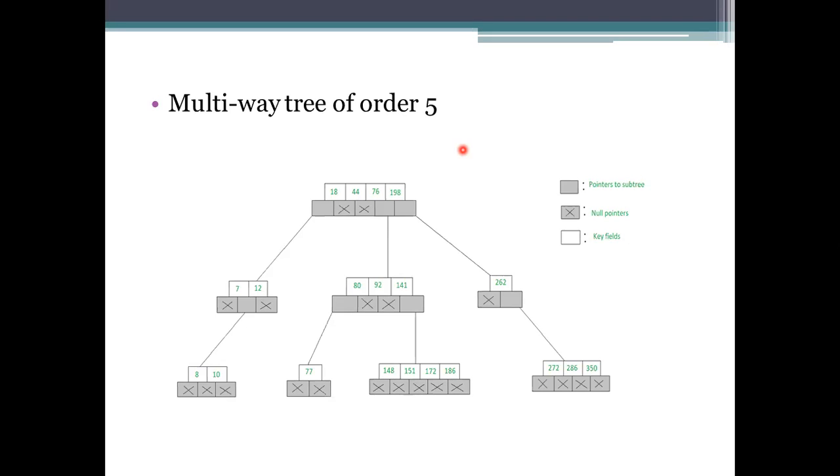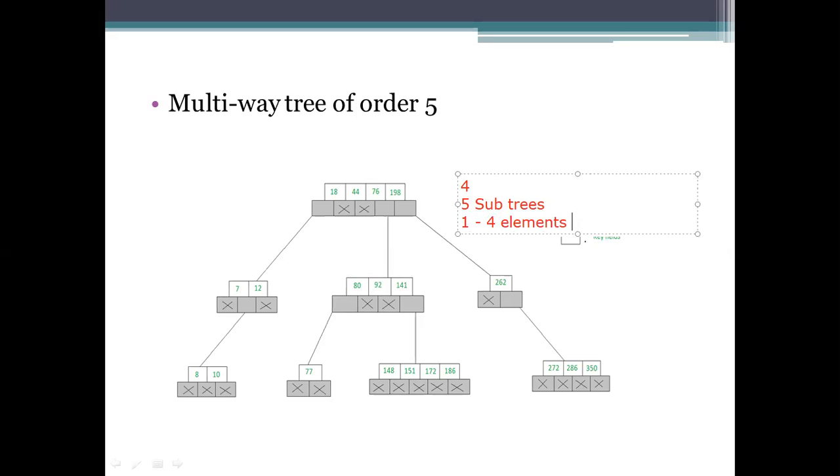If you consider this, how many elements will be stored? For example, taking it level by level, this has 4 children, and 5 subtrees will be there. For each subtree, how many elements will there be? Again, we have 4 elements.